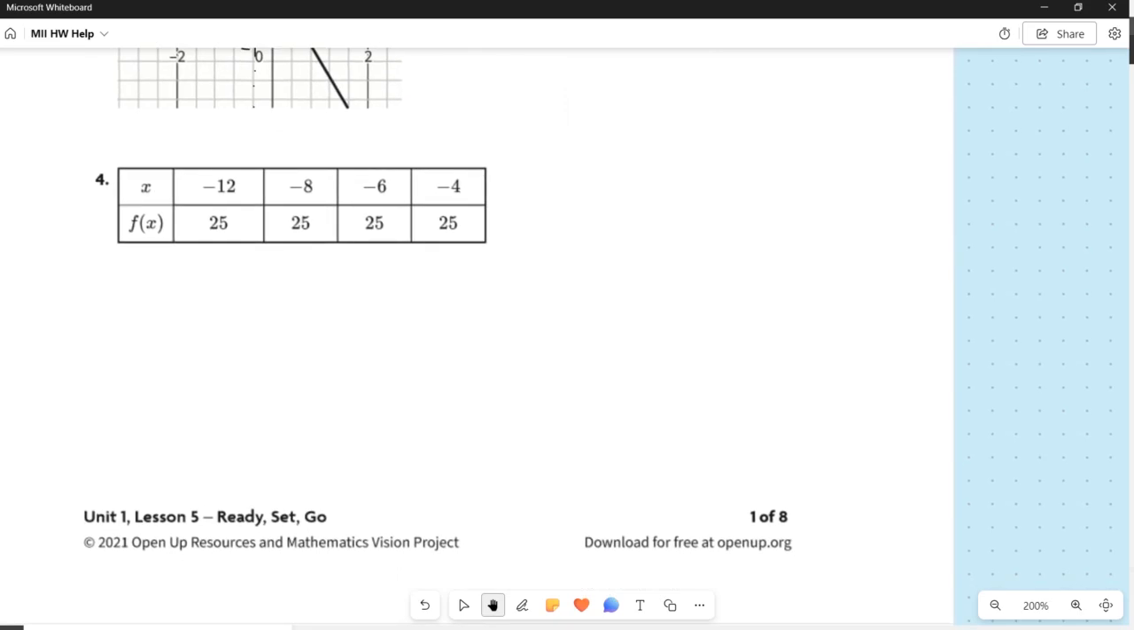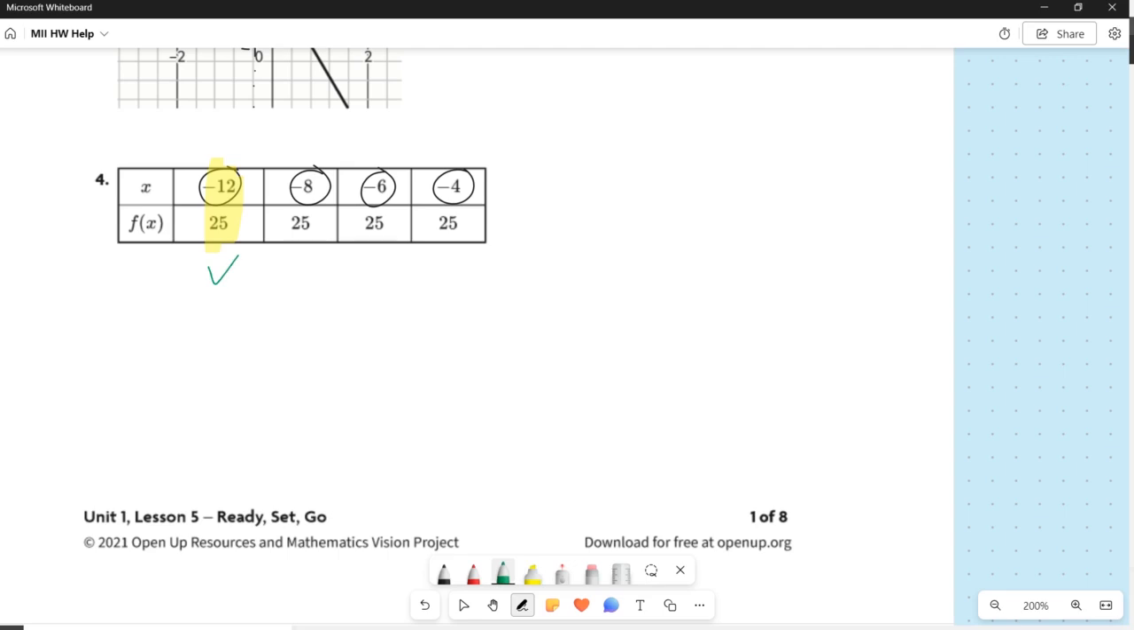Number 4. This time we are given a table of values, and we're using function notation this time. So we'll see whether that's warranted or not for this being a function. Our inputs are -12, -8, -6, and -4. The second column says when you plug in a -12, you get a 25. And I'm not seeing any other inputs of -12 that result in anything other than a 25.